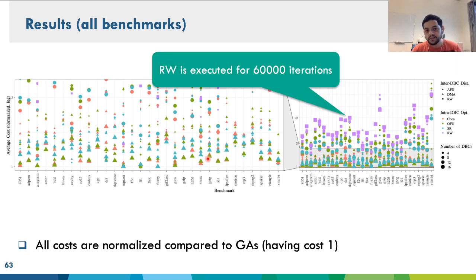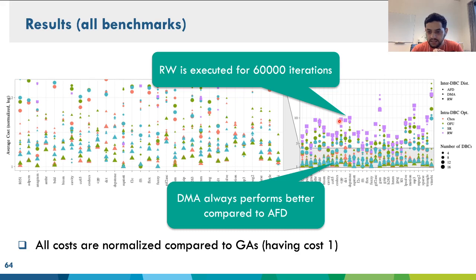The random walk results are all on top, so they are the worst. We executed it for 60,000 iterations. And as I said, DMA, the disjoint memory accesses heuristic, performs better compared to AFD.